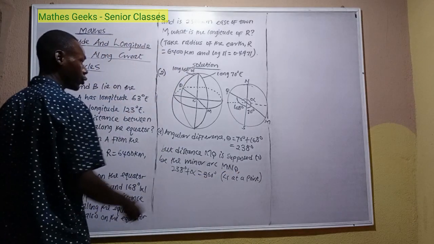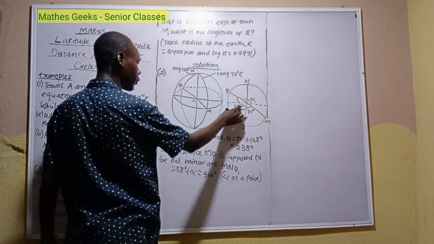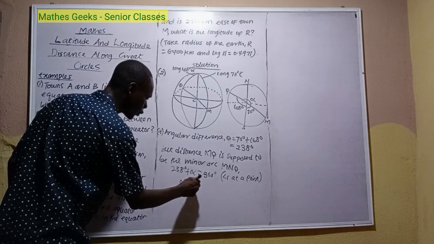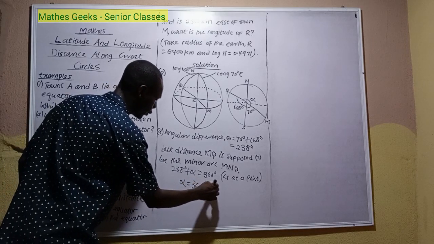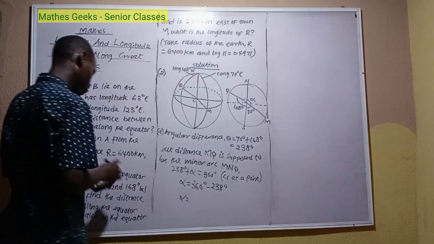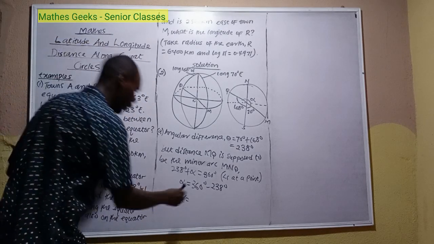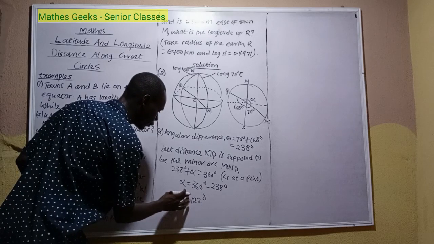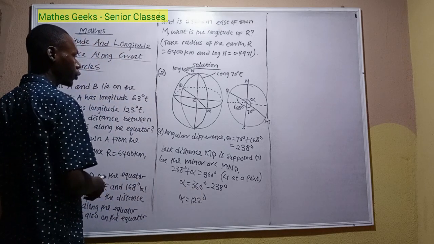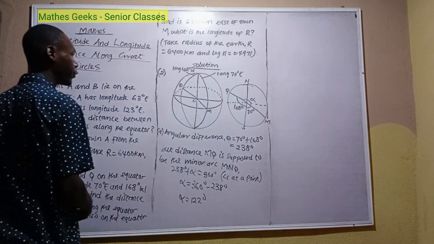So we need to get the minor arc. This part from here to here is a major arc. 70 plus 168 degrees will give us 238 degrees. So alpha is equal to 360 degrees minus 238 degrees. Alpha is equal to 360 minus 238, that's 122 degrees. So this is the angle obtained by the minor arc. So this is what we are going to use as the angular difference.